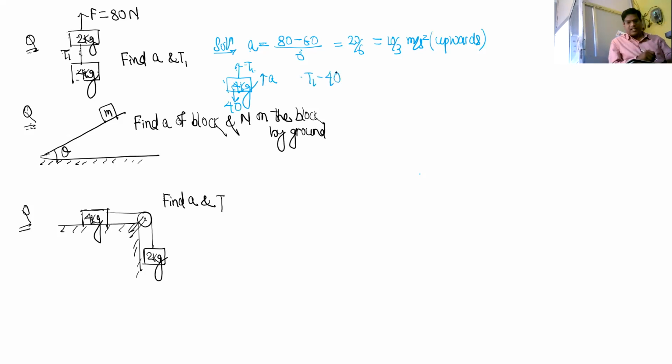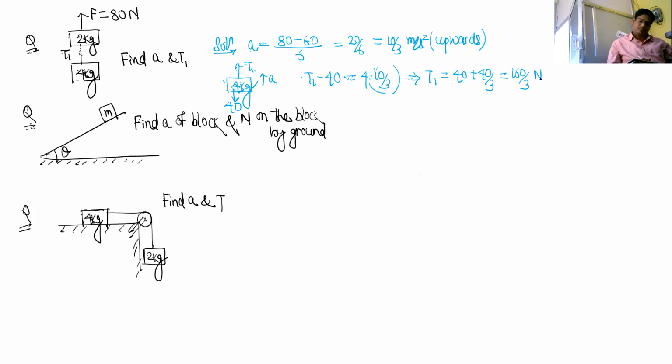So now the blocks are accelerating. So while writing the equation, we are using Newton's second law. Net force equal to ma, 4 into a. So this comes out to be T1 equal to how much? 40 plus 40 by 3, so that is 160 by 3. Have you got that much?